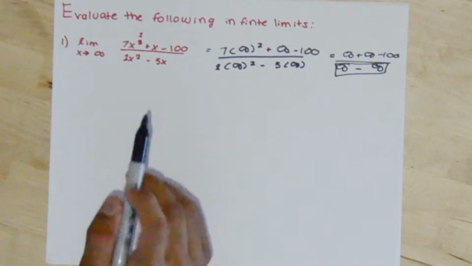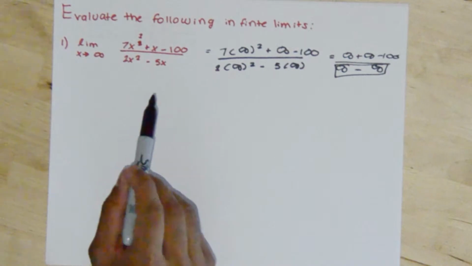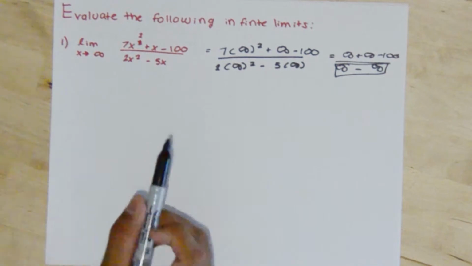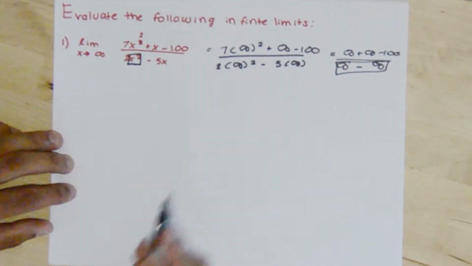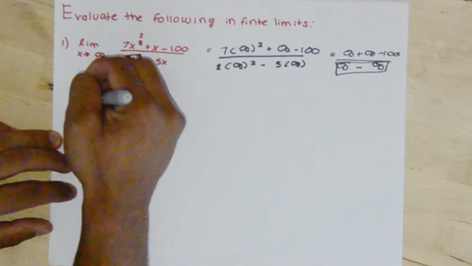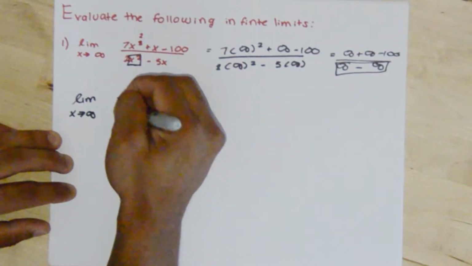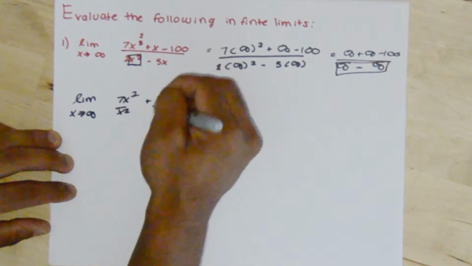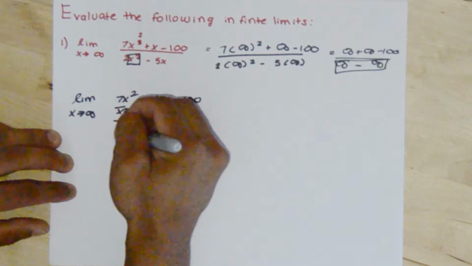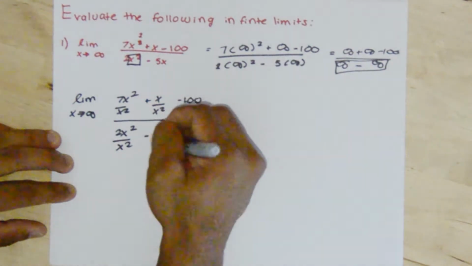So notice how it's also in a fraction form, and like I said, for an infinite limit, when the function is in a fraction form, we must divide each term by the highest power variable, and in this case, that is x squared. So to manipulate this, if we divide each of these terms by x squared, we get the following. Limit as x approaches infinity of 7x squared over x squared plus x over x squared minus 100 all over 2x squared over x squared minus 5x over x squared.